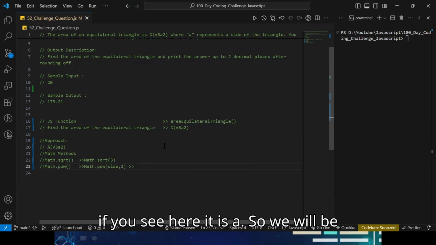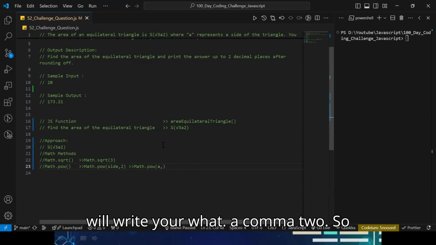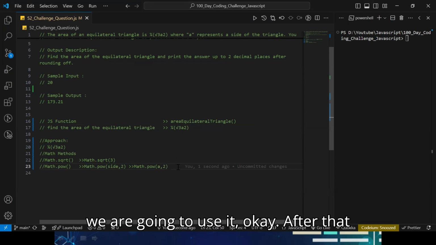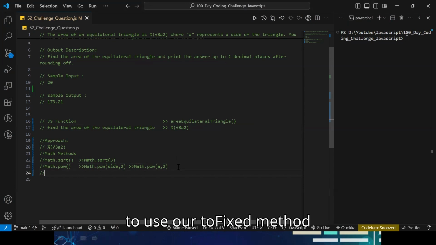Or if you see here, it is a. So we will write here Math.pow, and we will write a comma 2. So this will be our Math.pow method, which we are going to use. After that, we will also have to use our toFixed method.